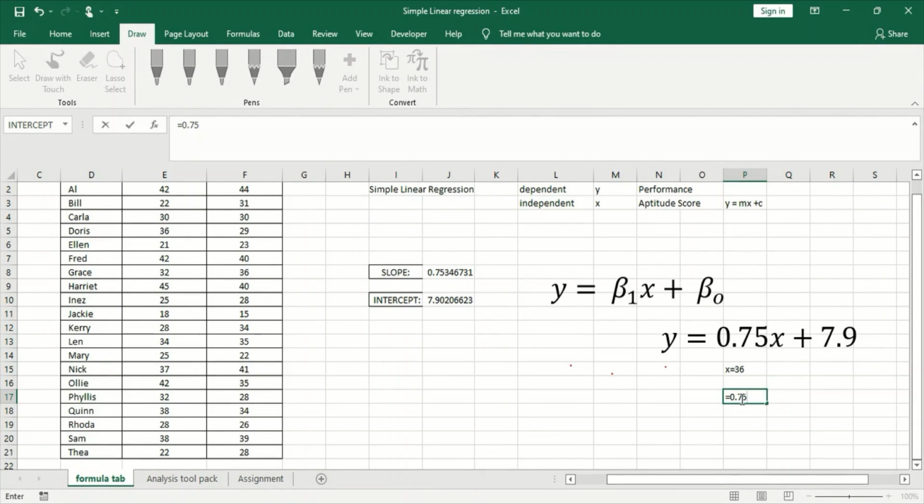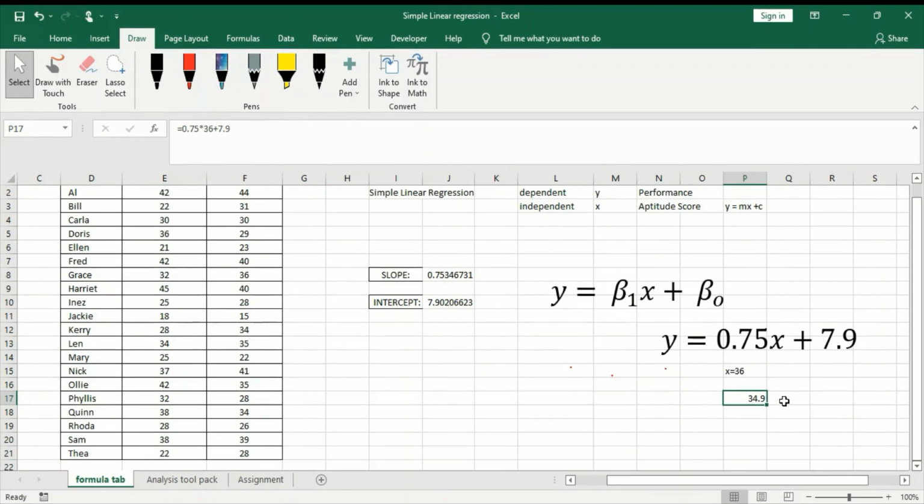0.75 times 36 plus 7.9, right? Remember our BODMAS rule, multiplication before addition. So it's going to multiply first, then add this, so we're on the right track. Even if we don't put our brackets, it will still work perfectly well. So let's enter. That means if somebody scored 36, the person is going to perform 35 in his job performance. We are predicting that his job performance is going to be 35.